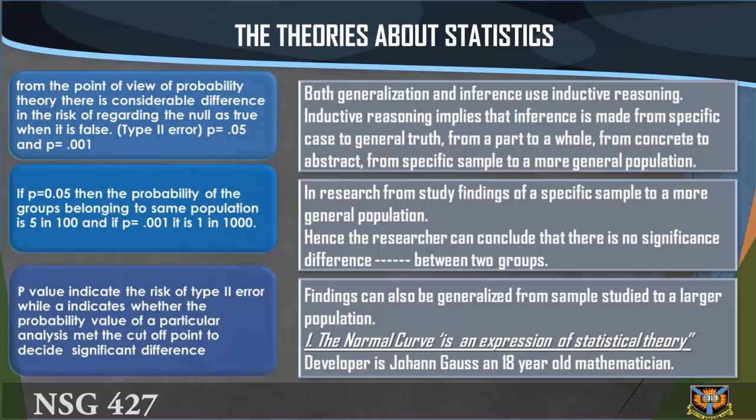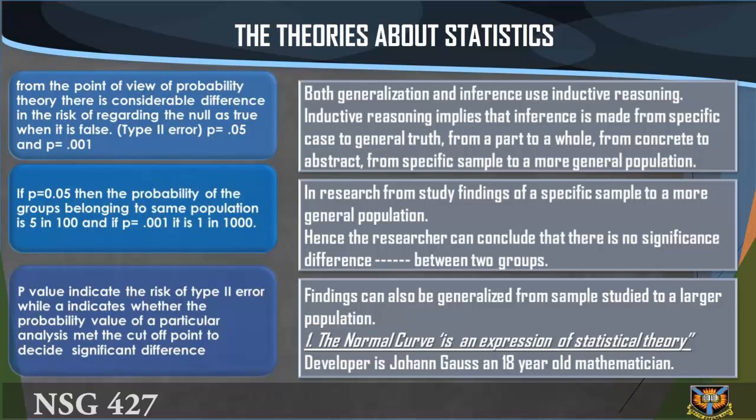P-value indicates the risk of type 2 error, while alpha indicates whether the probability value of a particular analysis met the cutoff point for deciding whether there is significant difference. When decision theory rules are applied to interpreting results of statistical procedure, the probability that inferences are accurate increases.